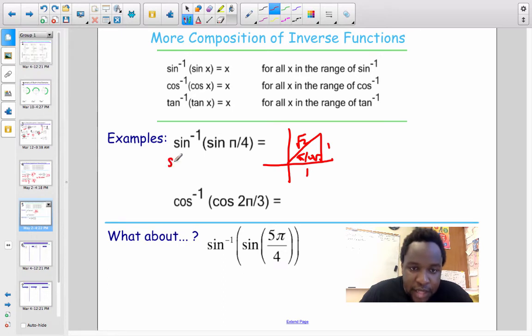So inverse sine of 1 over root 2. Yes, I know the root's in the denominator. It doesn't really matter right now because it's going to go away in a second. So now it's saying what is the angle when the ratio of the opposite over the hypotenuse is 1 over root 2? Well, the angle is pi over 4.